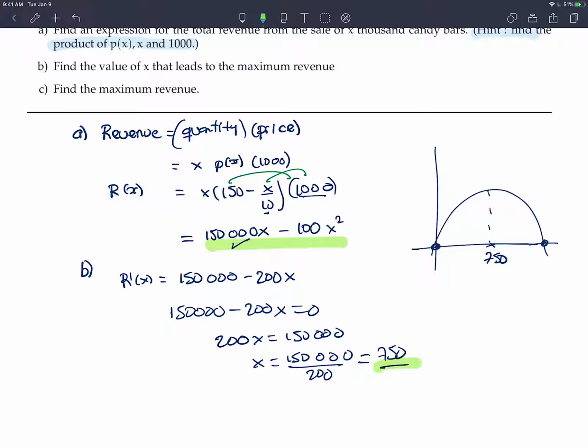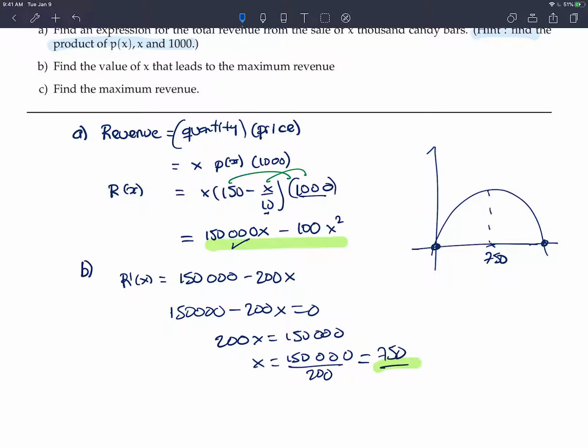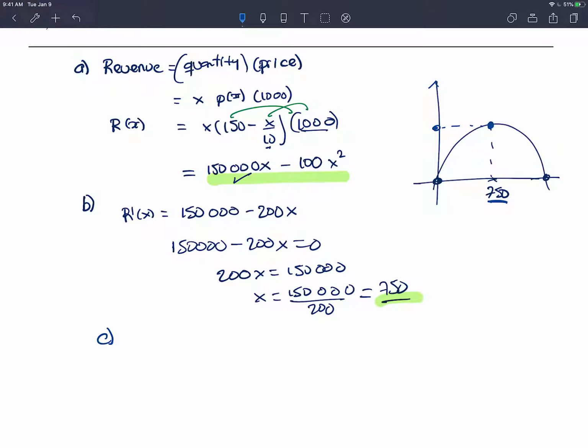Now we're not done. Part C says to find the maximum revenue. The maximum revenue is exactly how high this point is on the graph, so I'm looking for the coordinates of this point. The x value is 750, and now I'm looking for the y value. How do I do that? All I have to do is plug 750 into the revenue function.